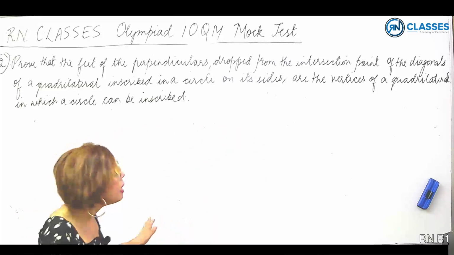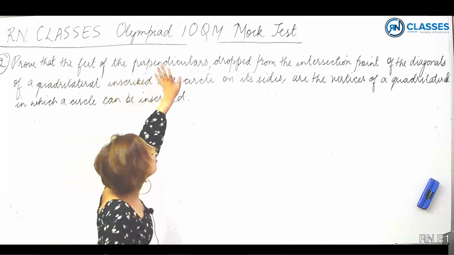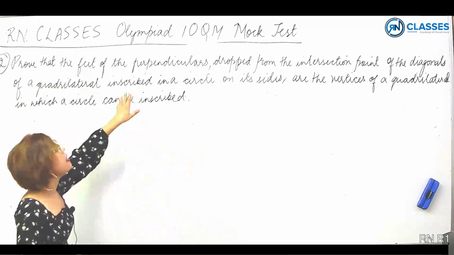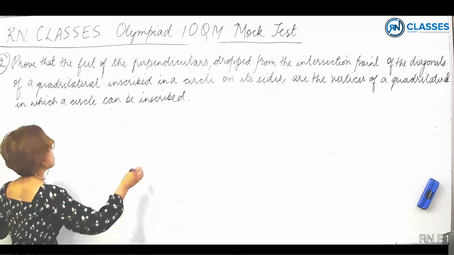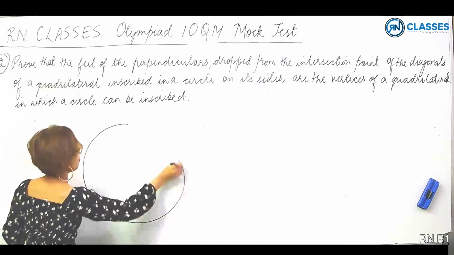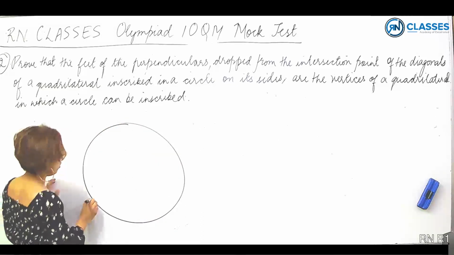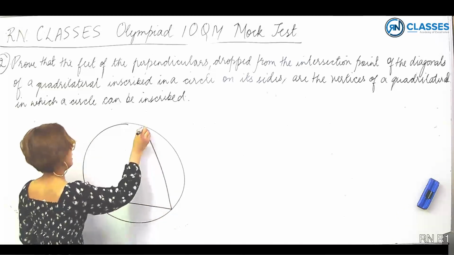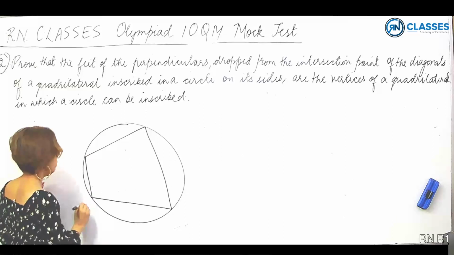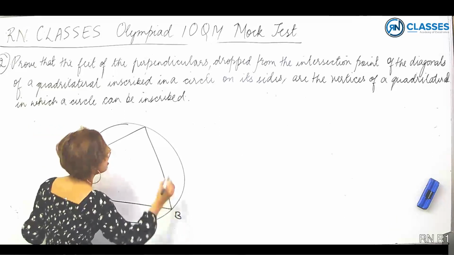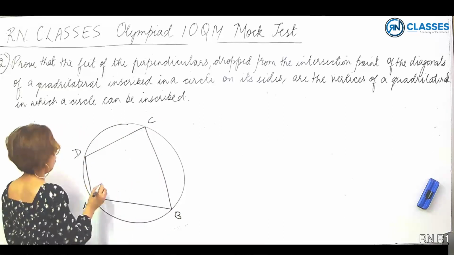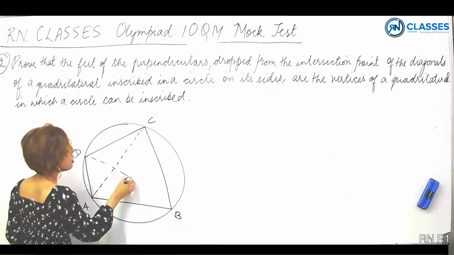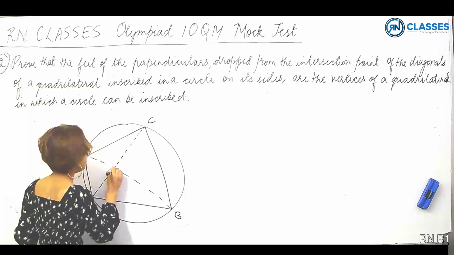He said way too much. Now he says feet of the perpendiculars dropped from the intersection point of the diagonals of the quadrilateral inscribed in a circle. So first of all, let me have my circle. Right? Then let me have my quadrilateral. Cool. This is A, B, C, D. Now, intersection of the diagonal. That means this point O.